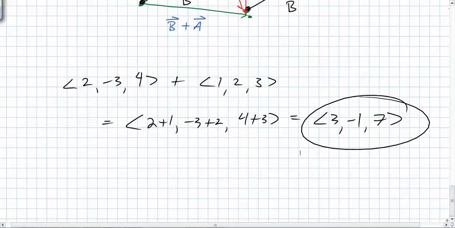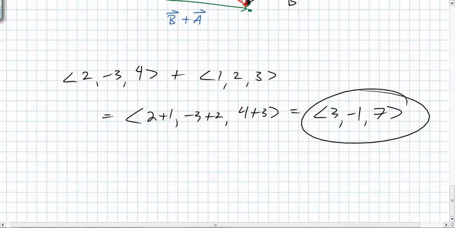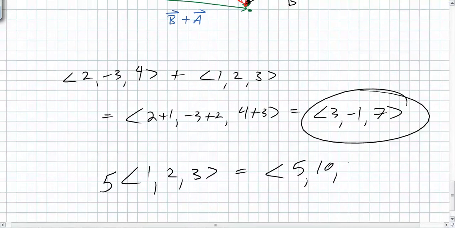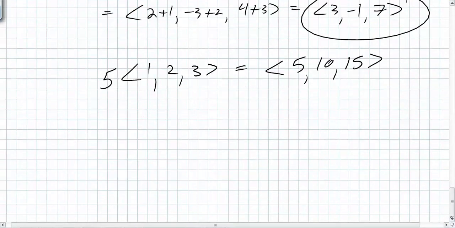Let's say I had a vector 1, 2, 3, and I multiplied it by 5. What do you do with the 5? You literally distribute: 5, 10, and 15. When you multiply something by a scalar, does it change the direction? No, it changes the magnitude. That's it. What happens if I multiply it by negative 5? What happens to the direction?